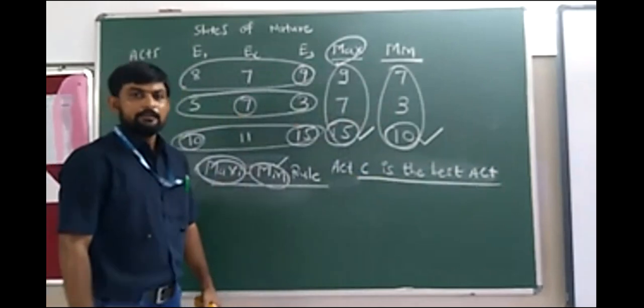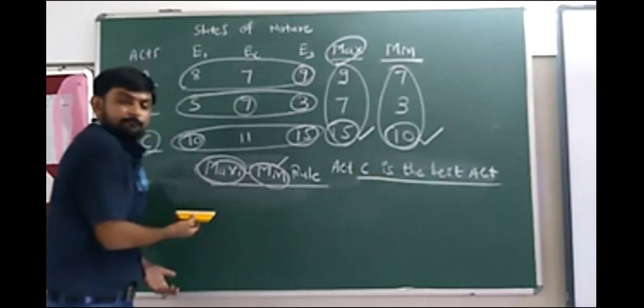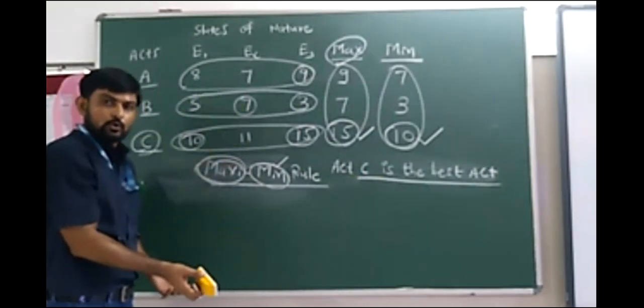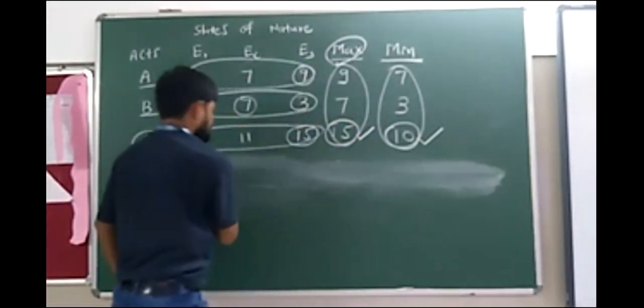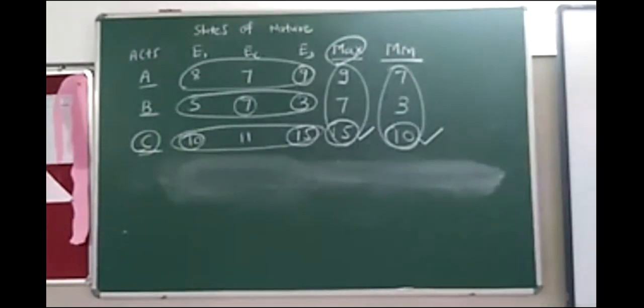I hope now it is clear. So this is a very simple rule: maximum of the minimum, that is the maximin rule. Okay, then after this we'll see the next concept.